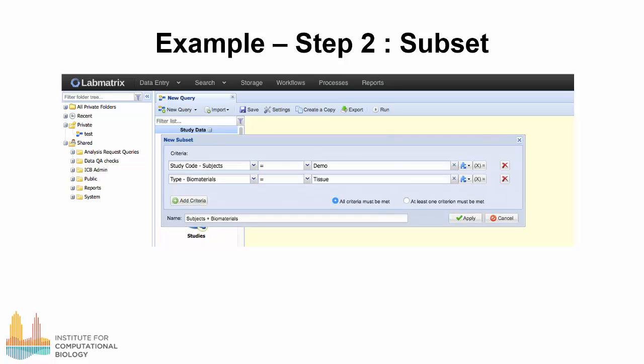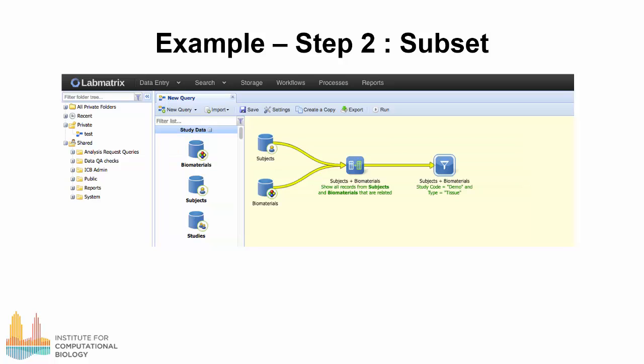To specify this, select Type Biomaterials for the field. Set the operator to equals. Select Tissue for the value. Click Apply. The new query node will be displayed on the canvas with arrows.